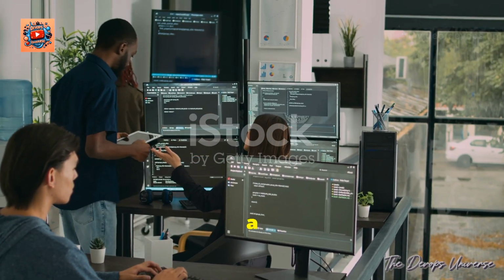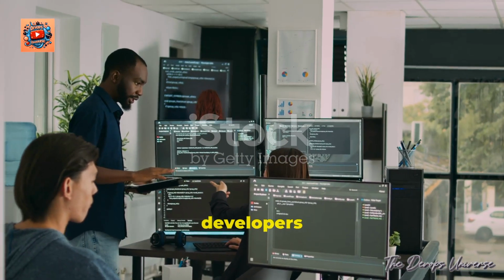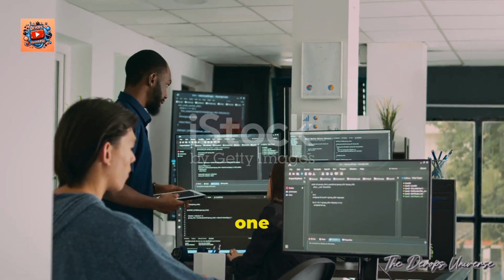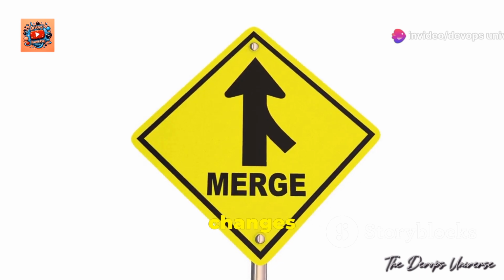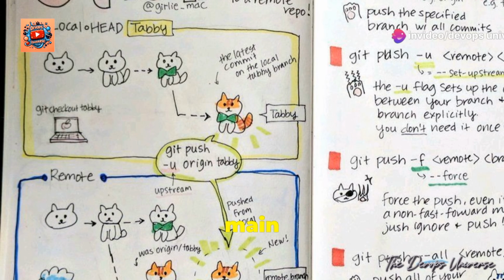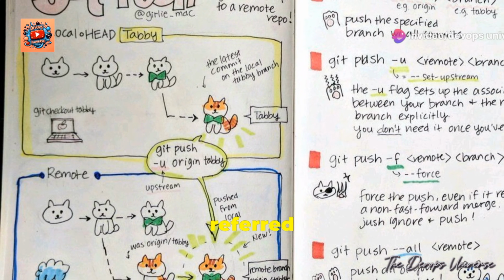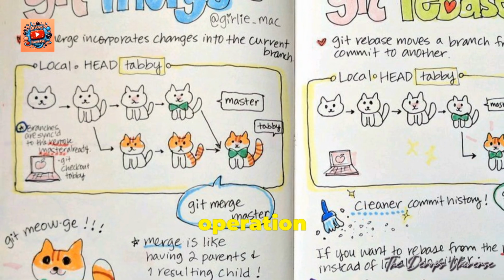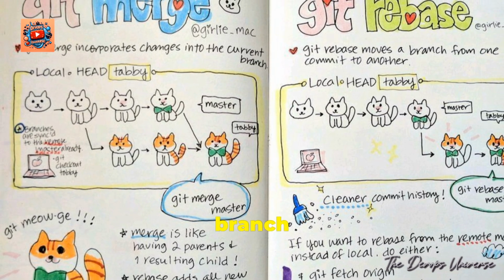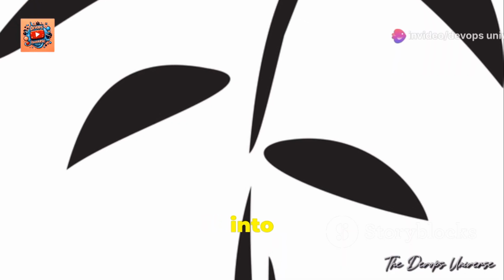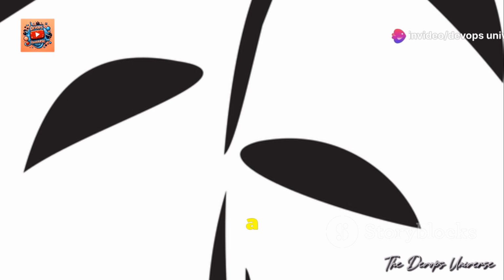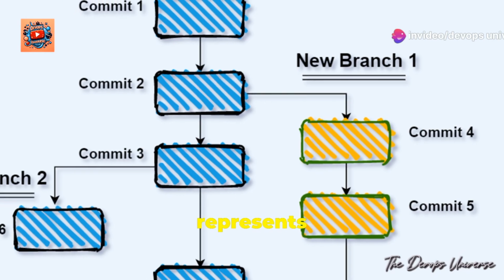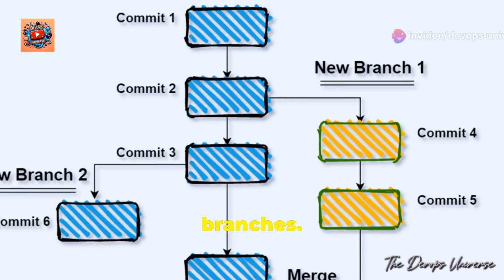Git merge is a fundamental operation that allows developers to combine changes from one branch into another. It's the most common way to integrate changes from feature branches into the main development branch, often referred to as the main or master branch. The merge operation takes the contents of the source branch and integrates them into the target branch, creating a new merge commit that represents the combination of both branches.